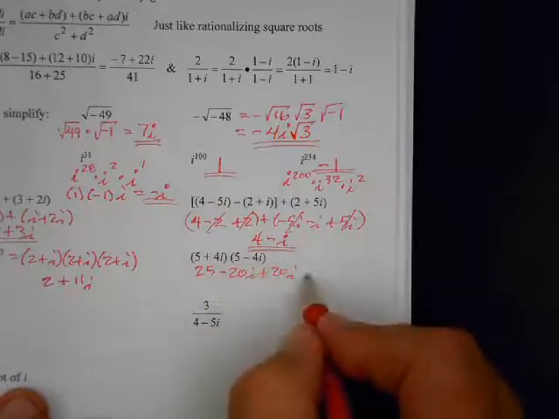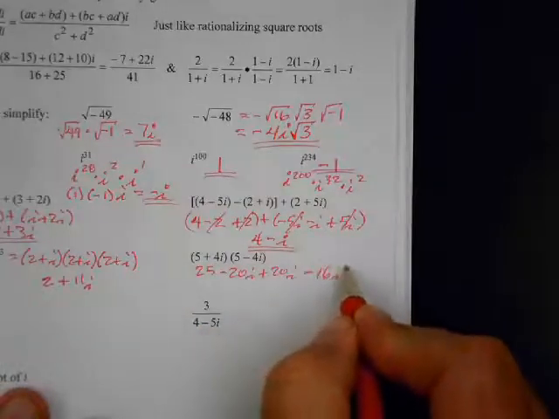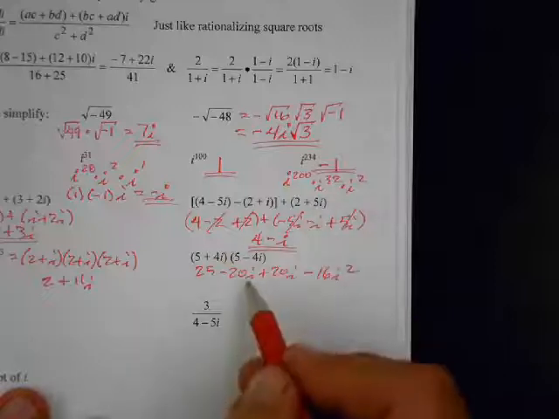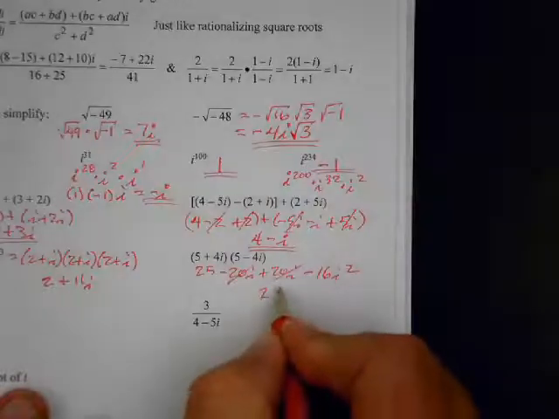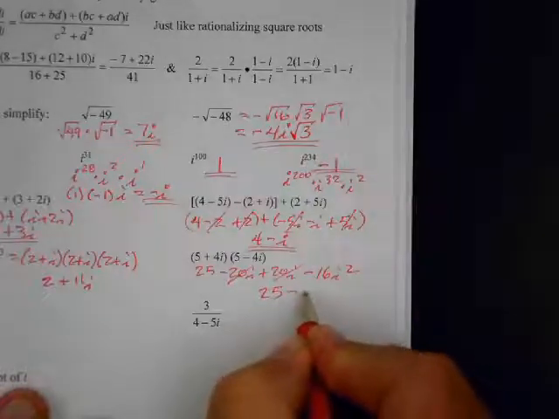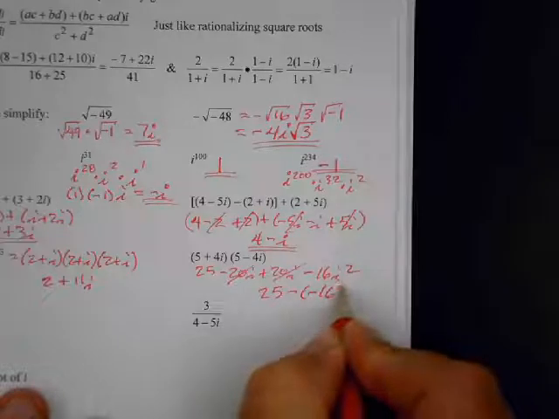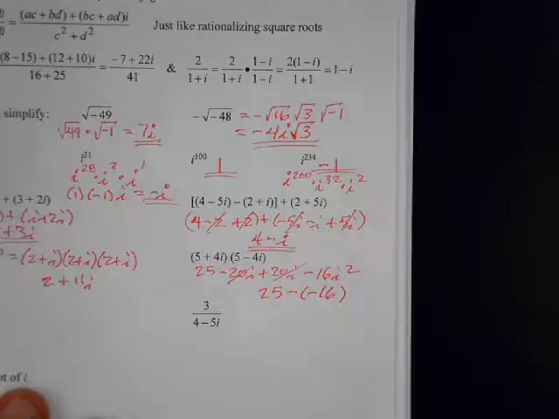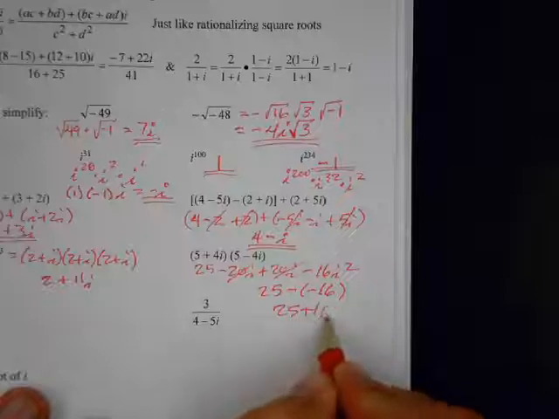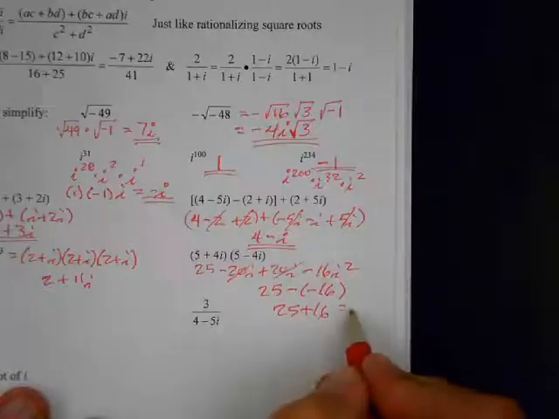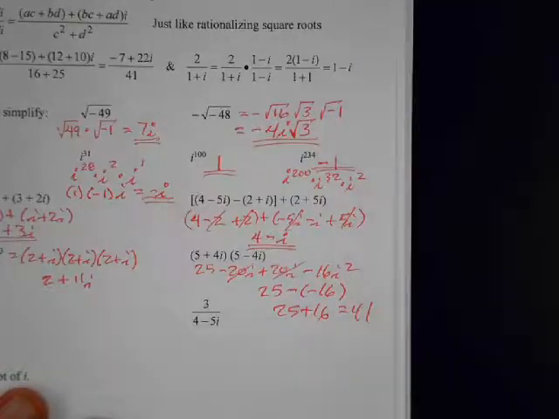And of course, one's negative, one's positive, so they cancel out. I'm left with 25. Subtract a -16, because the i squared turns the 16 negative, and so that becomes 25 plus 16, or 41.